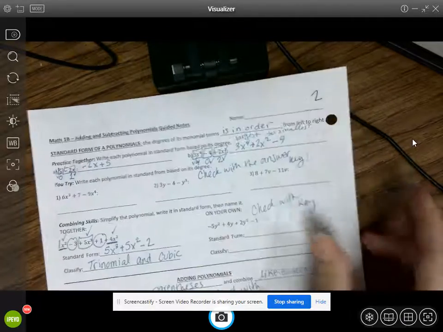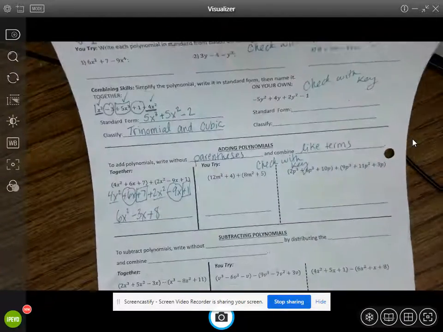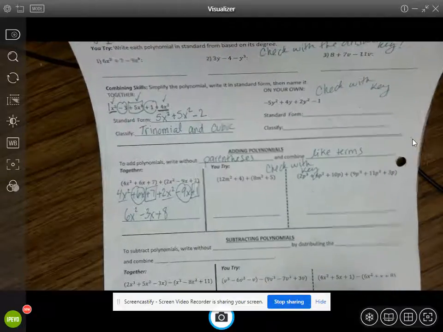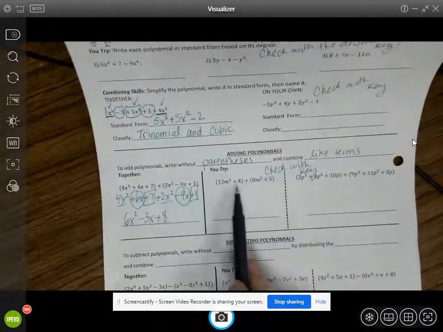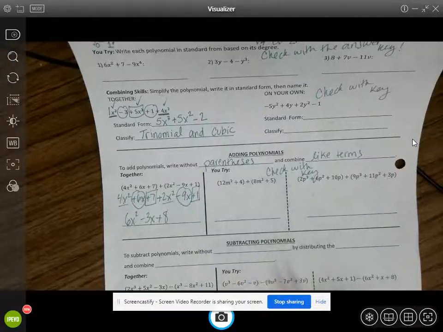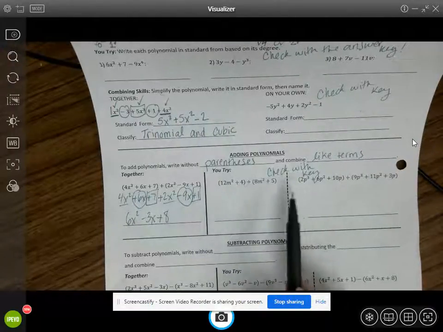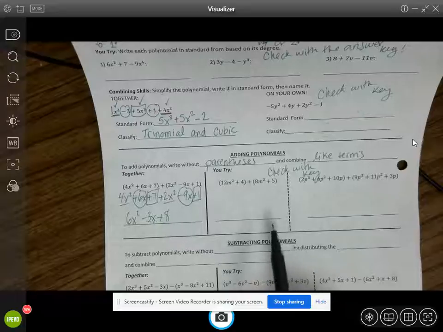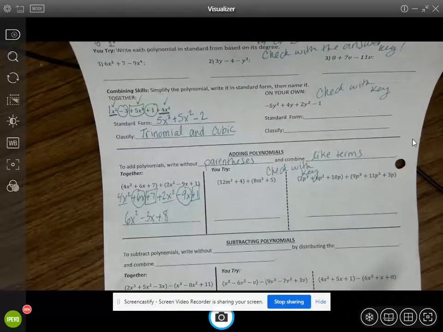All right, picking up where we left off on page 2. So you guys should just be continuing where you left off, with the exception of you should have completed these 2 problems and checked them with the answer key. If they were wrong, you should not have just changed them. You should have gone back, retried your work, and see what you messed up on.